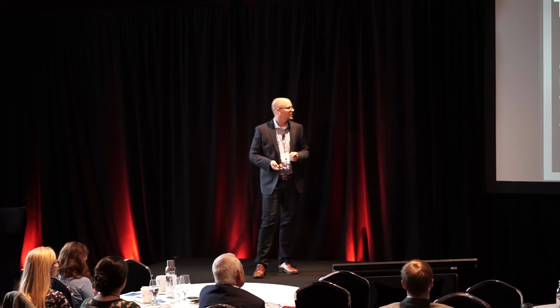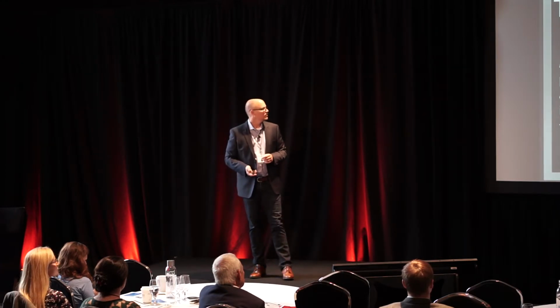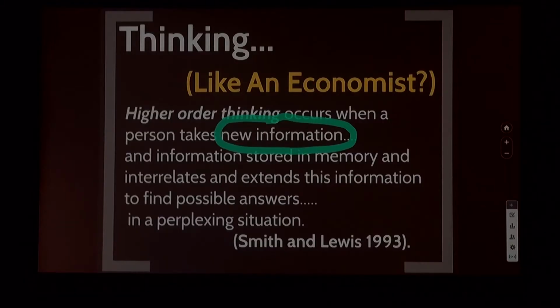There's two pieces to this I think that are important. One is the information has to be new. So if you're showing them the same information over and over and over again, it sort of comes off the higher order and moves down to the lower order. And then it also has to be relatively perplexing. And the more perplexing, the higher up it gets. But if you take away those two pieces, it's not higher order thinking, it's lower order thinking.